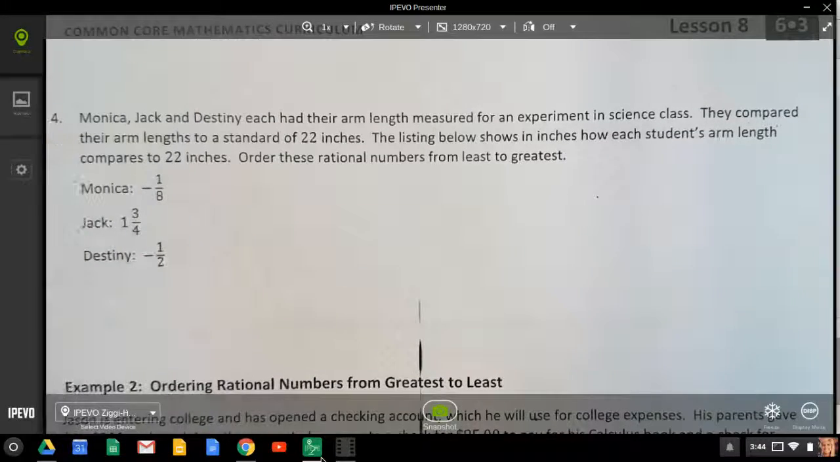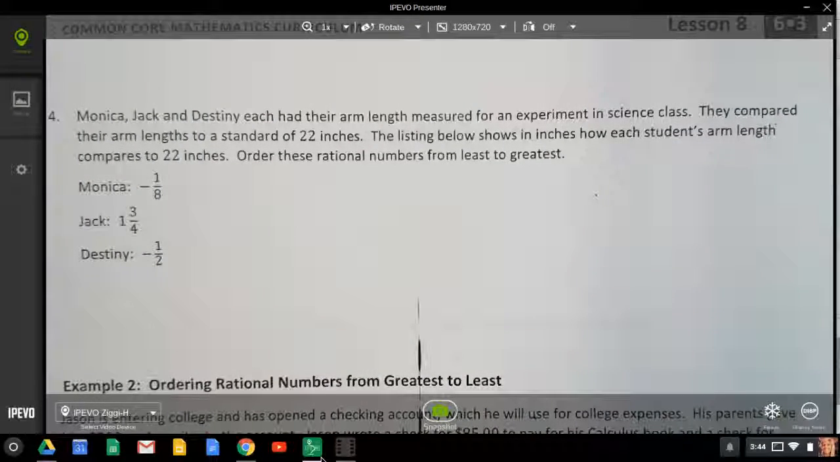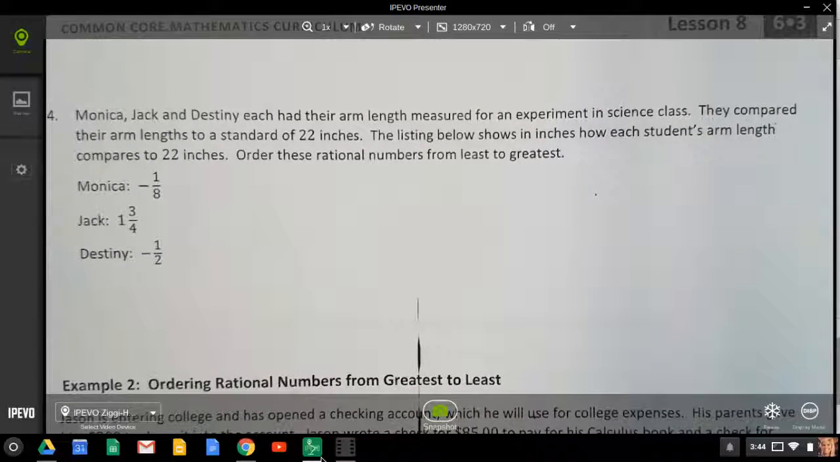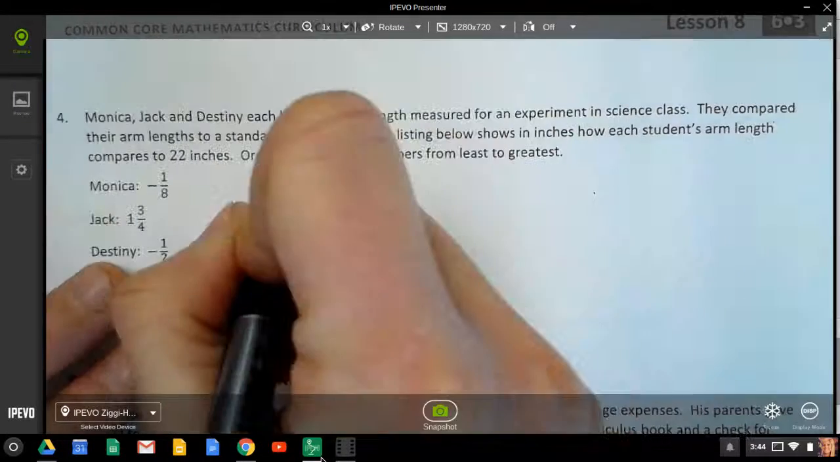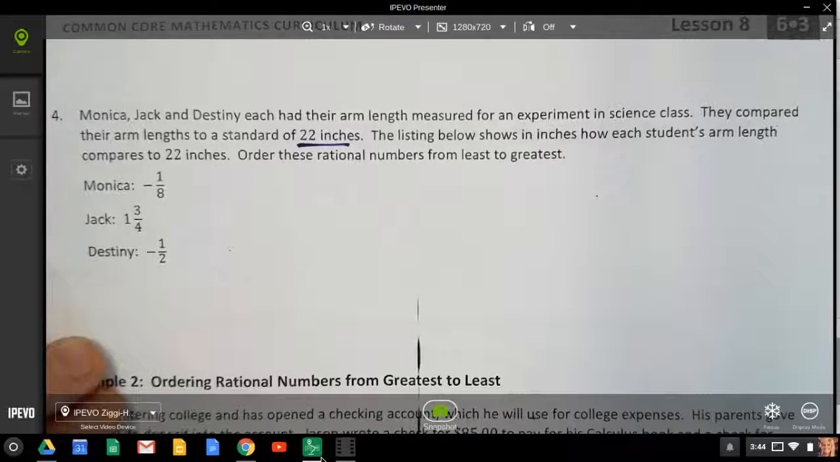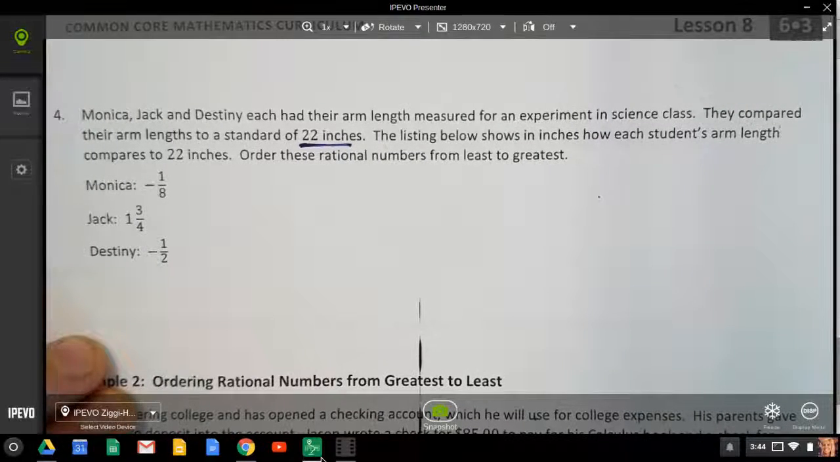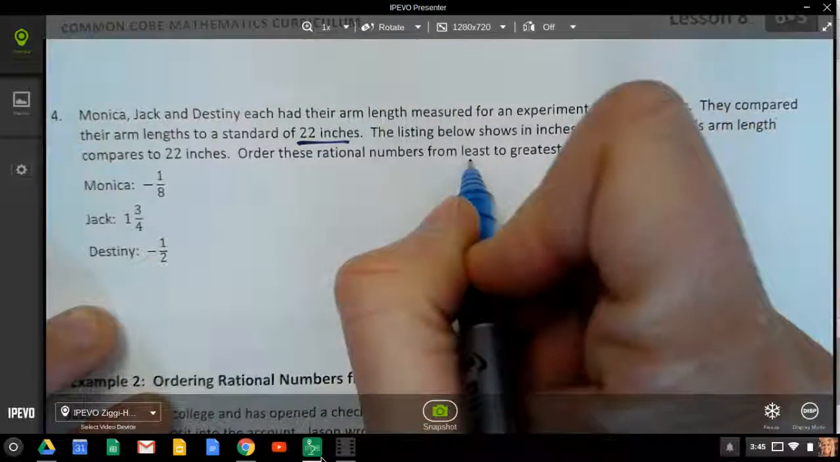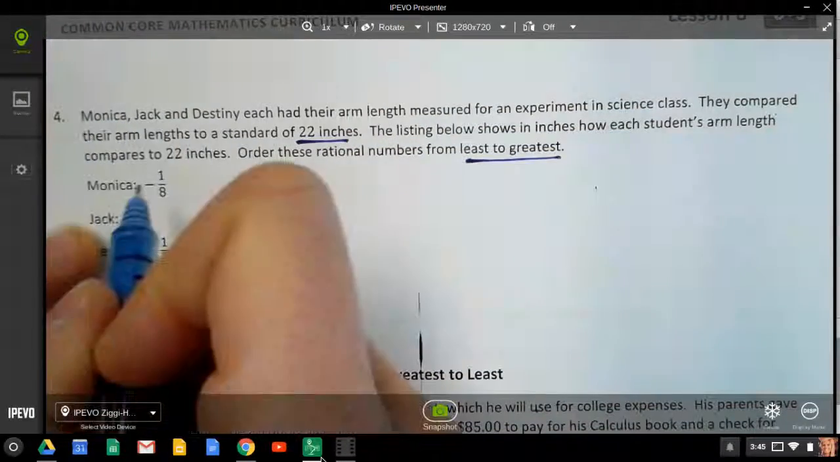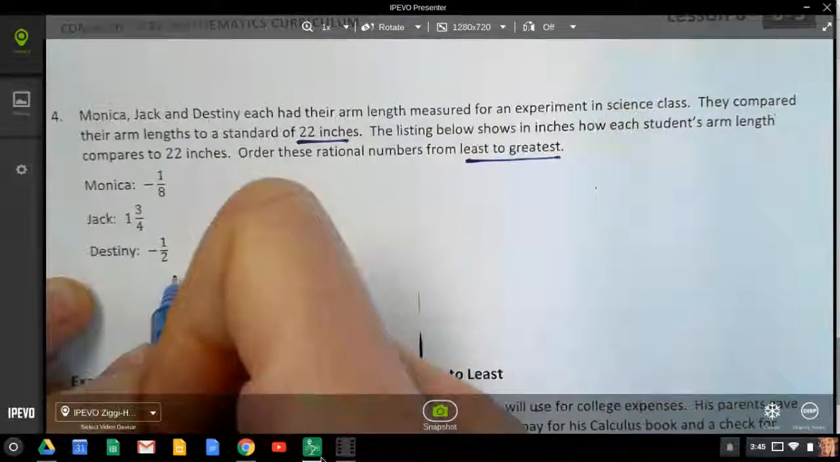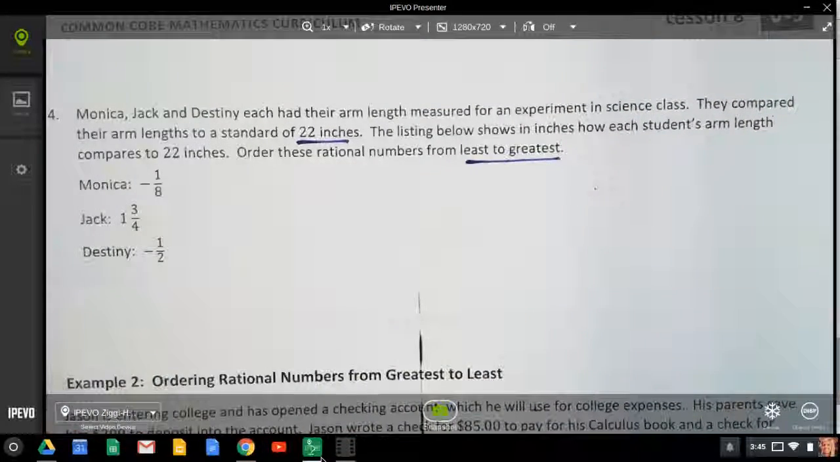I'm sorry. Okay, Monica, Jack, and Destiny each had their arm length measured for an experiment in science class. They compared their arm lengths to a standard of 22 inches. The listing below shows in inches how each student's arm length compares to 22 inches. Order these rational numbers from least to greatest. So we want to take Monica, Jack, and Destiny's arm lengths and order them from least to greatest.